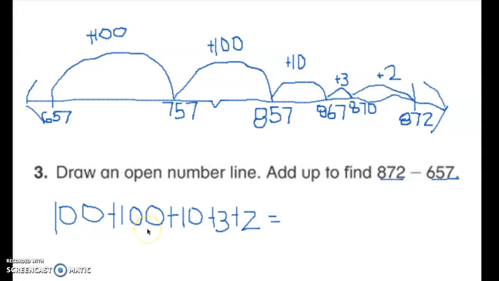So 100 plus 100 is 200. 200 plus 10 is 210. 210 plus 3 is 213, and 213 plus 2 is 215. So our answer is 215. That means that 872 minus 657 equals 215.